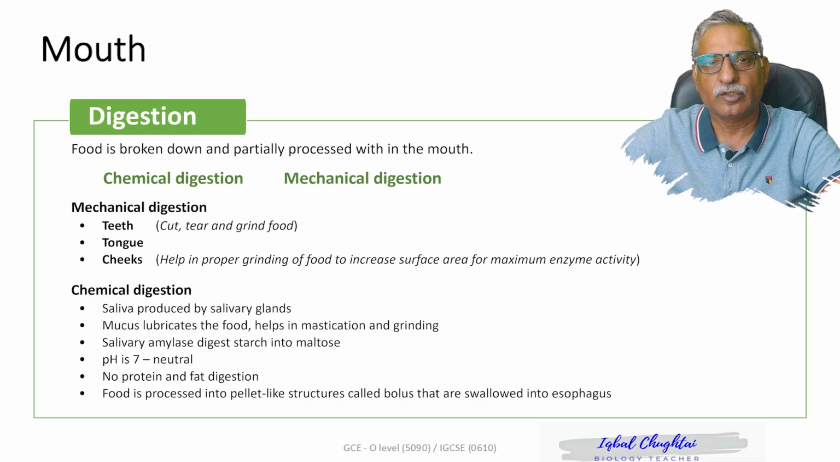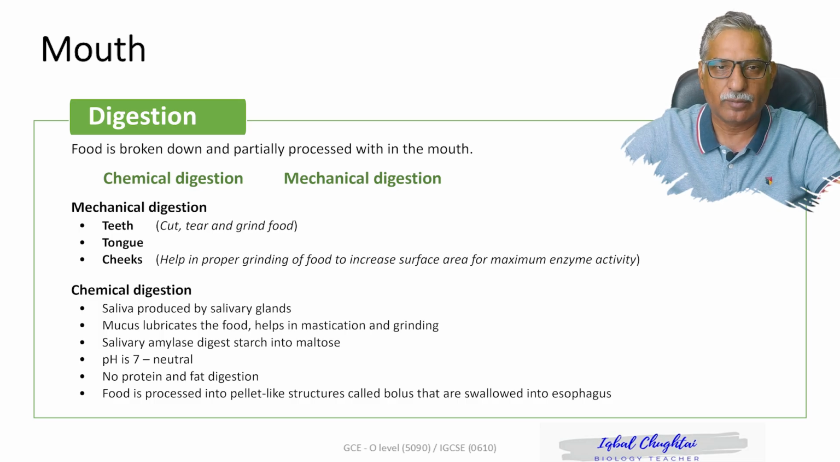Remember one thing, the pH of saliva is 7, the neutral pH, and salivary amylase is capable of working effectively in the pH range of 6.5 to 7.5. But if the pH increases above 7.5 or decreases below 6.5, salivary amylase gets denatured and no longer digests starch.